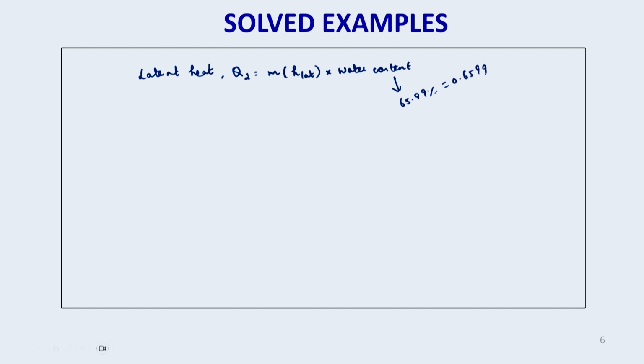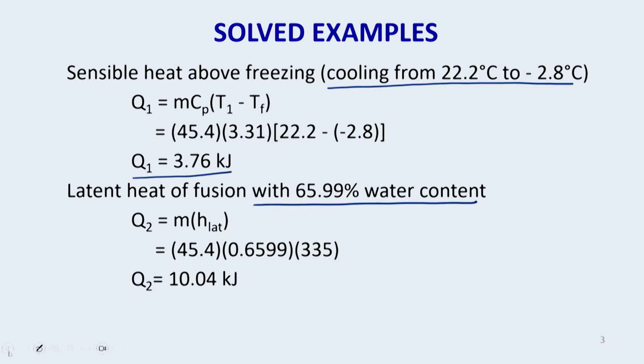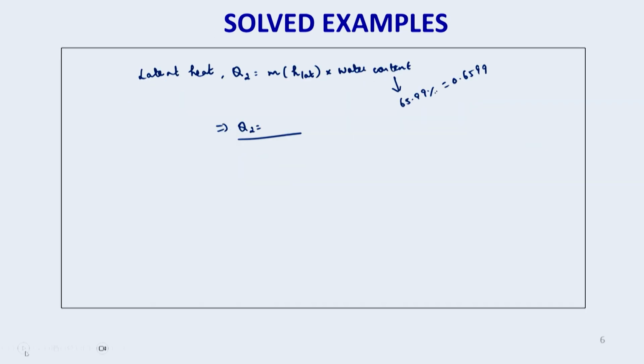Mass of the product is given. So substituting the values, we get Q2 is equal to 10.04 kilojoule.